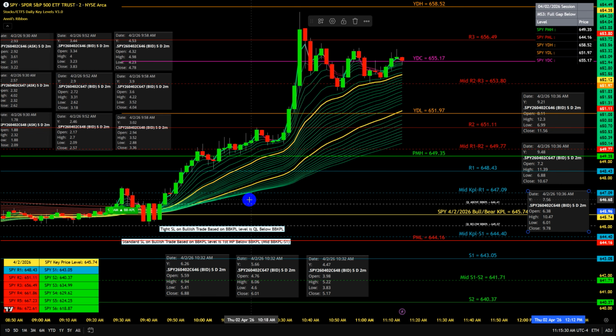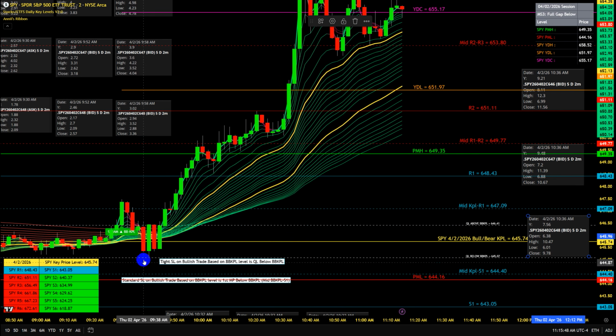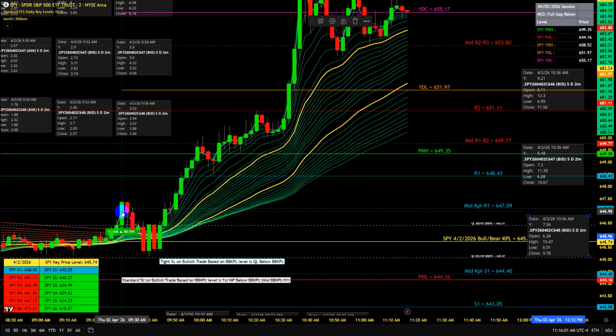So what you're looking for with this is confirmation of this bullish entry signal from the Stocks ETFs Daily Key Levels V3.0. So on this opening candle, you have a bullish signal. Here you have the entire ribbon. As you can see, at the close of this candle, the entire ribbon is green. So that's giving us an additional confirmation of the bullish entry signal here from the V3.0 indicator.